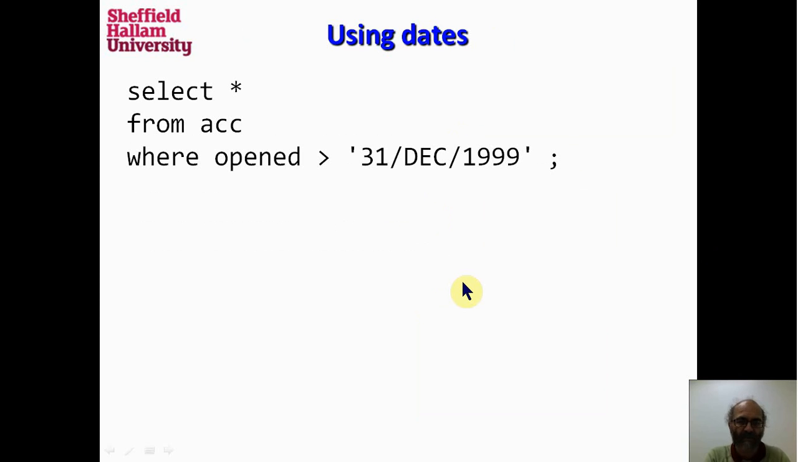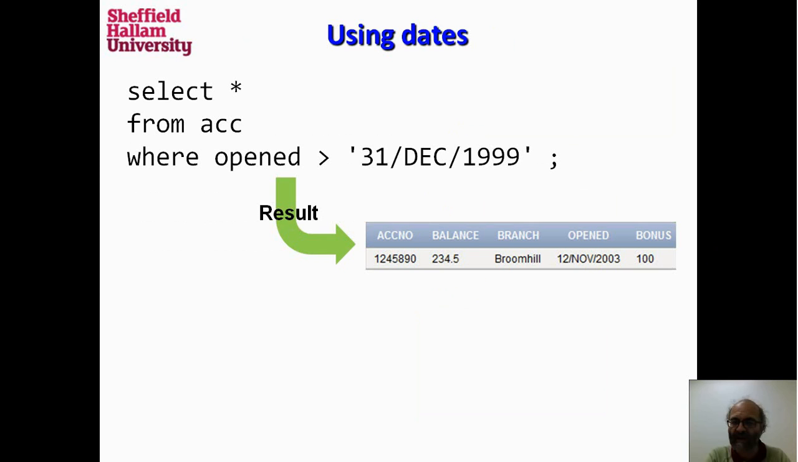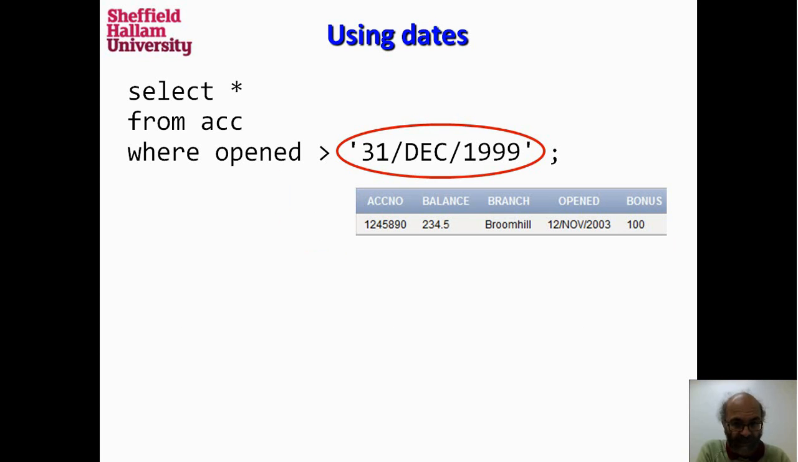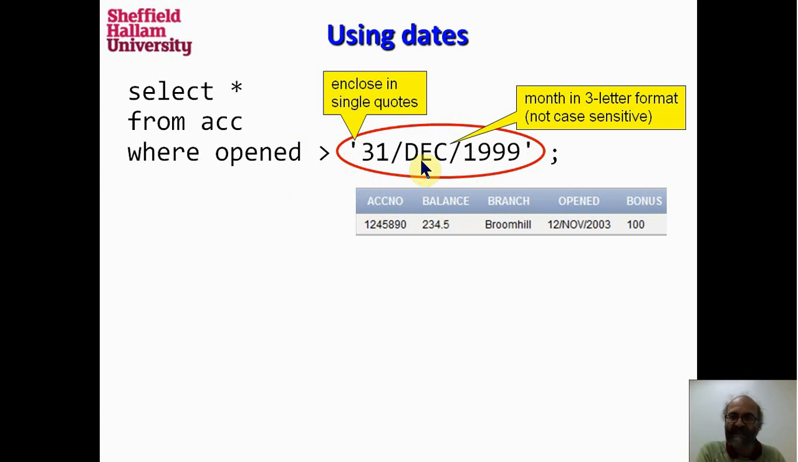This particular query gets every account that was open after a set date. Here it is, there's only one. After the 31st of December 1999, which is in this century. The date string is included inside quotes before and after. The date itself is put into a format that uses letters, not numbers.